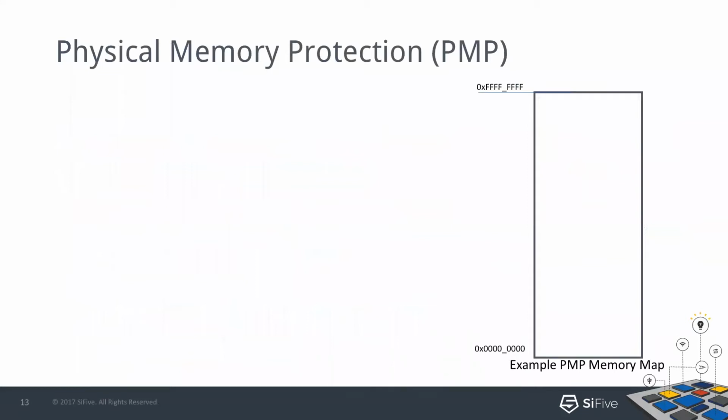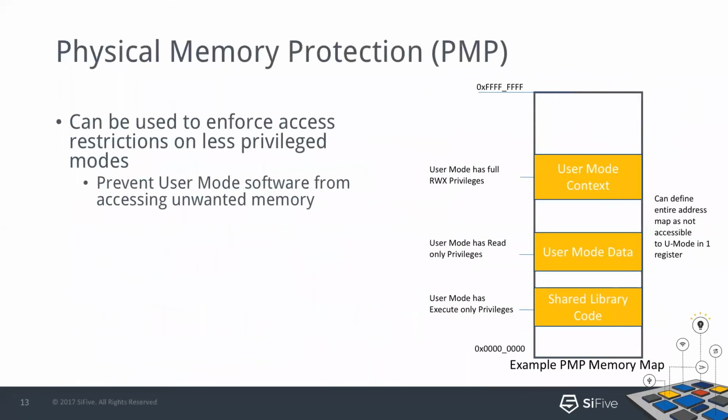The RISC-V specification also defines a means of physical memory protection, and this can be used to enforce access restrictions on lesser privileged modes. So the classic example of this is if you have untrusted user mode software, you can restrict which memory regions that software has access to. So in the user mode context, for example, you might want to give the user mode software full read, write, and execute permissions. However, if there's shared library code, you might only want to give that user mode context execute only privileges of the library code so that it can't modify it.